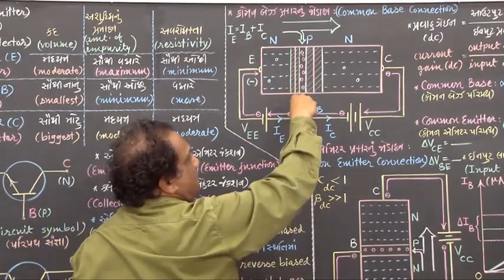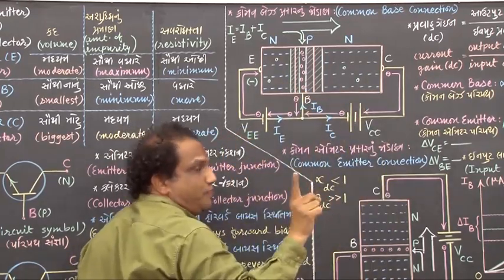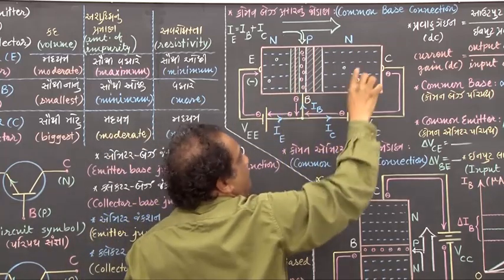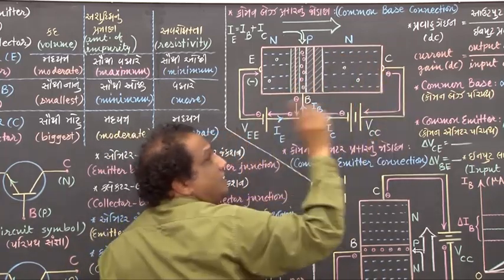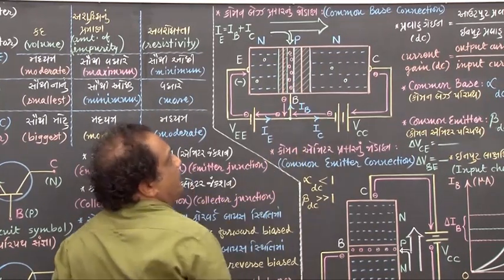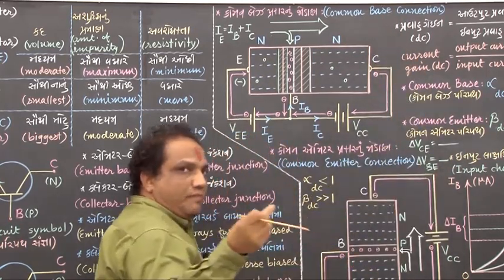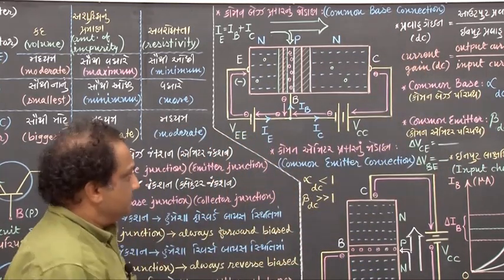Now, this part of the circuit is called the input part. This part of the circuit is called the output part. In both the parts, this base is common. That's why we call this circuit a common base connection. Okay, fine.